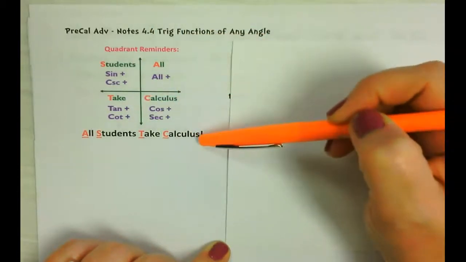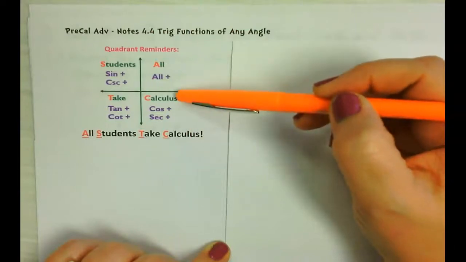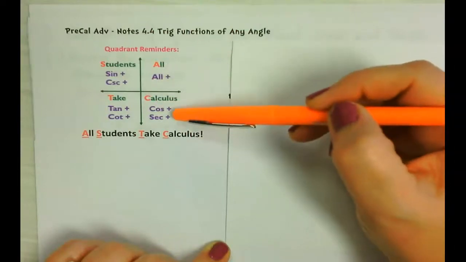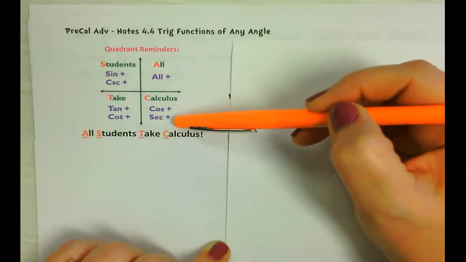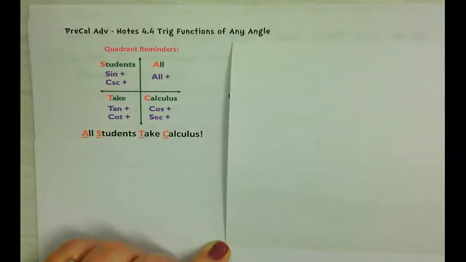And the last word, calculus, the fourth word is in the fourth quadrant, and the C in calculus stands for cosine and its reciprocal secant. So using this will help you determine, as we're looking at different angles on our graph, where the different functions are positive and where they're negative.